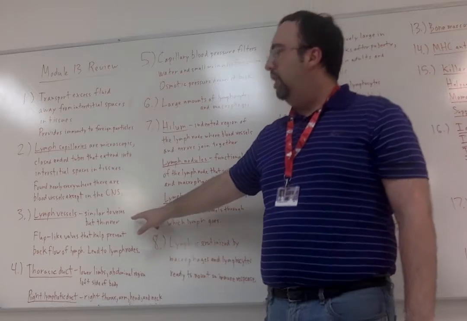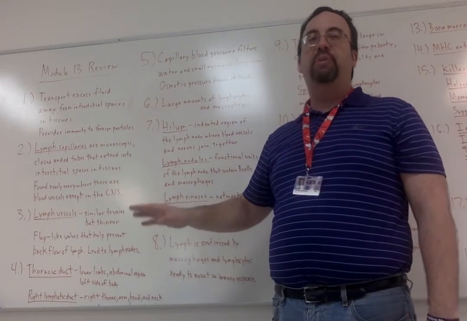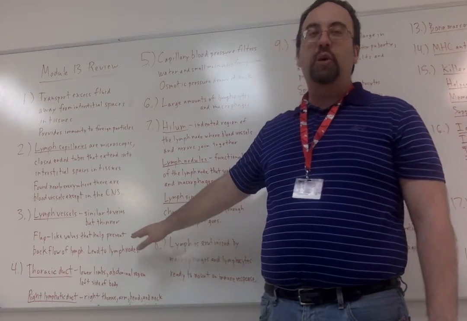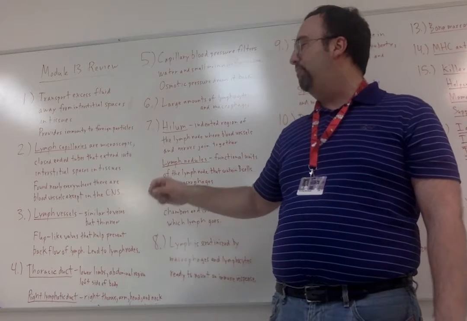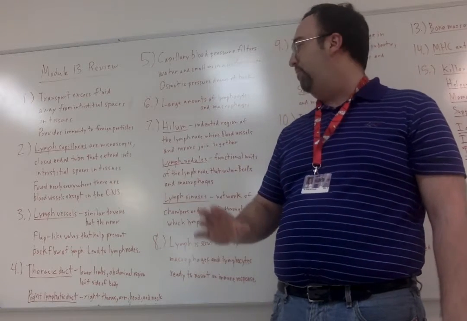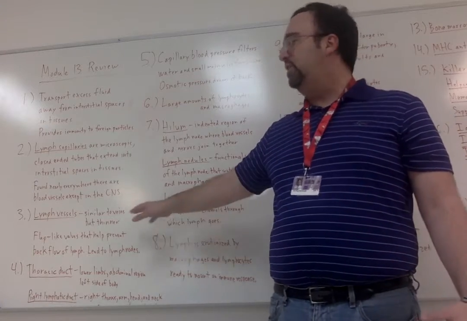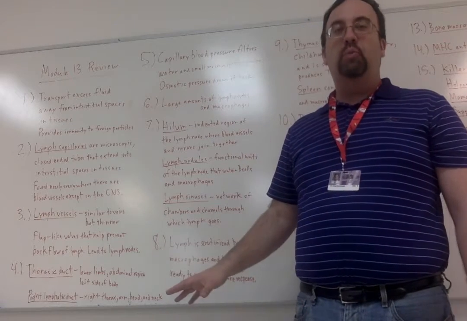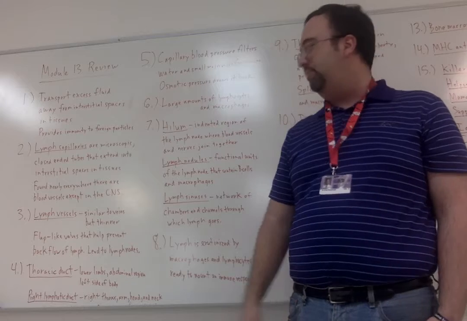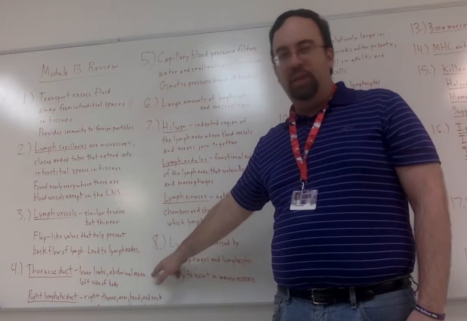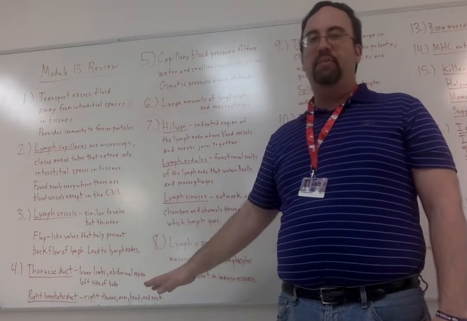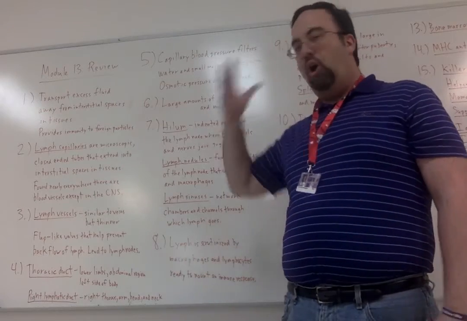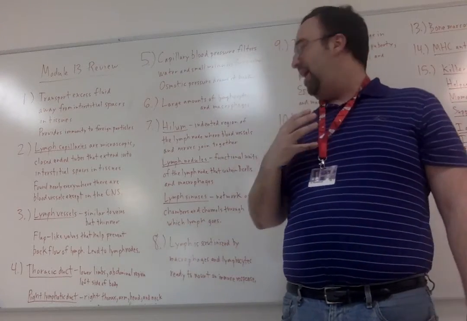All right. Lymph vessels are similar to veins but thinner, and just like veins in the cardiovascular system, they also have flap-like valves that help prevent backflow, in this case of lymph fluid. Eventually these lymph vessels will lead into the lymph nodes. The thoracic duct, one of the two major ducts of the lymphatic system, incorporates the lower limbs, the abdominal region, and the left side of the body. The right lymphatic duct takes care of the right thorax, the arm, the head, and the neck.